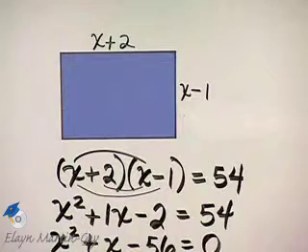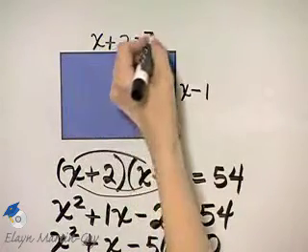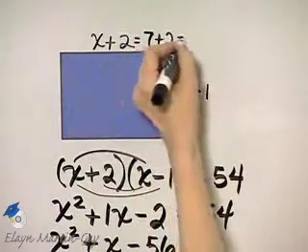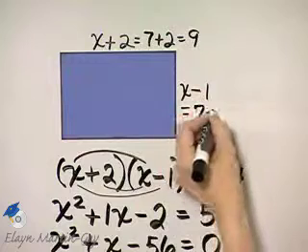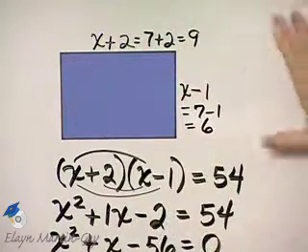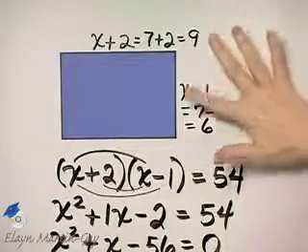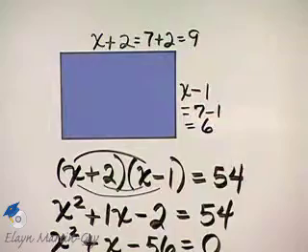Let's try 7. Let's suppose then if x is 7, we'll have 7 plus 2, which is 9 units. And if x is 7, we'll have 7 minus 1, which is 6 units. So the dimensions of my rectangle are 9 units by 6 units.